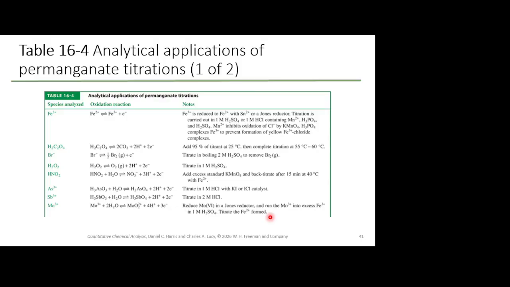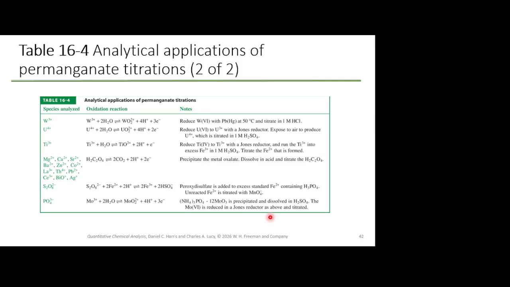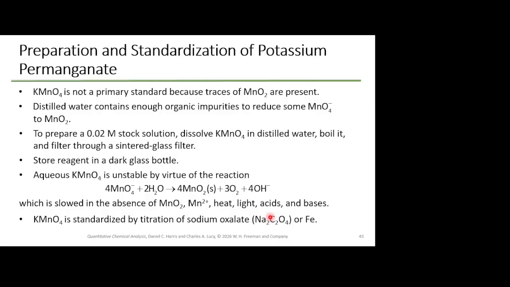And so this right here is some different analytical applications of our permanganate titrations. As I said before, very strong oxidizing agent, very useful oxidizing agent, quite widely used for many applications, right? And as you can see here, really, really common, actually. This is like the standard redox reactions and titrations you might see, especially in a general chemistry lab, would use this.